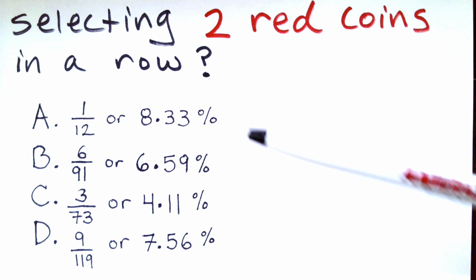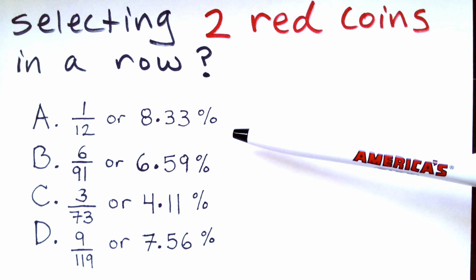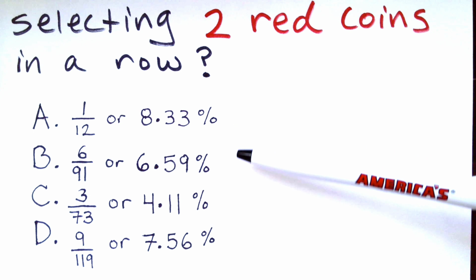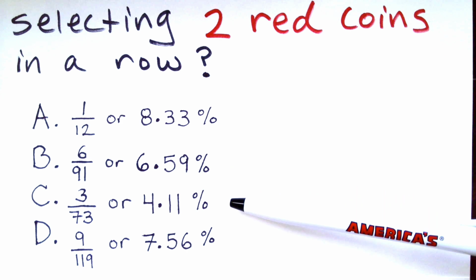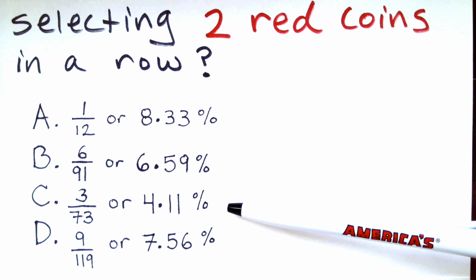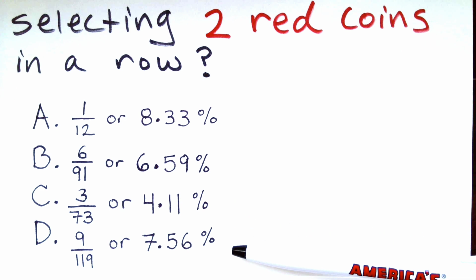A, 1 out of 12, or 8.33%. B, 6 out of 91, or 6.59%. C, 3 out of 73, or 4.11%, or D, 9 out of 119, or 7.56%.